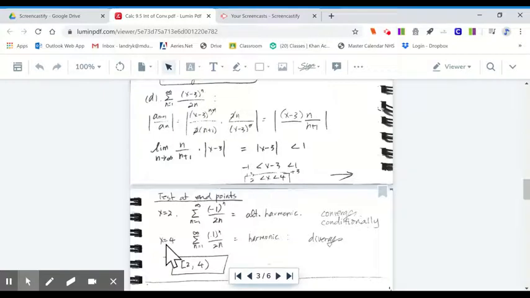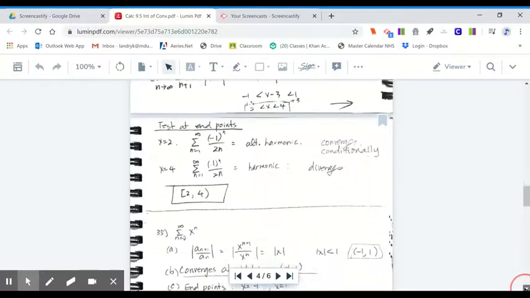And if you test x is equal to 4, the other endpoint, it becomes 1 raised to the nth over 2n, which is a harmonic series times 1/2, which diverges. So this original power series converges from 2, including 2, to 4, not including 4. So this is the final interval of convergence.